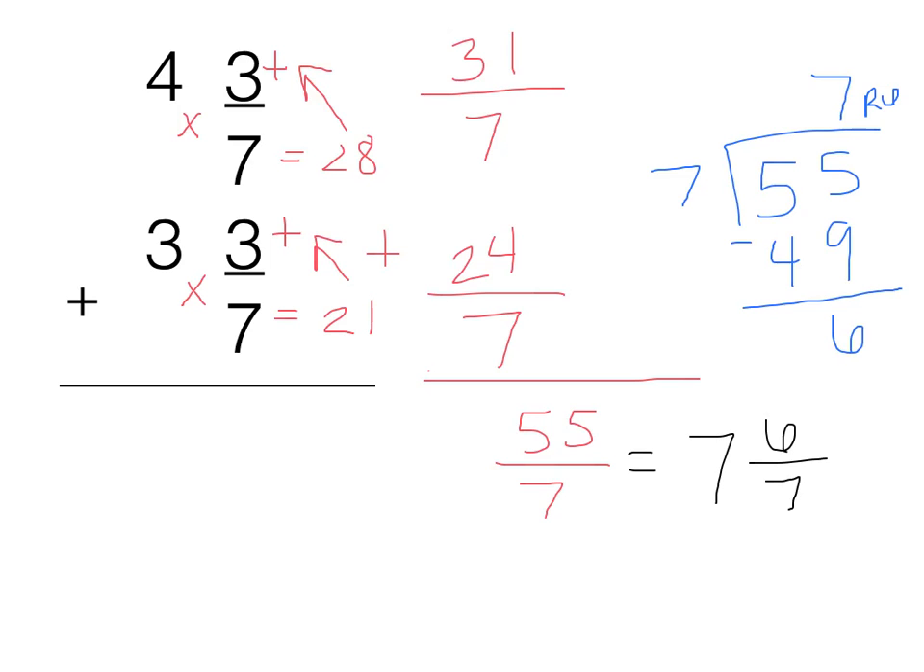Now, if I did just add these straight up and down, I would get the same number. 4 plus 3 is 7. Keep my denominator of 7. And 3 plus 3 is 6. So I do get the same answer.